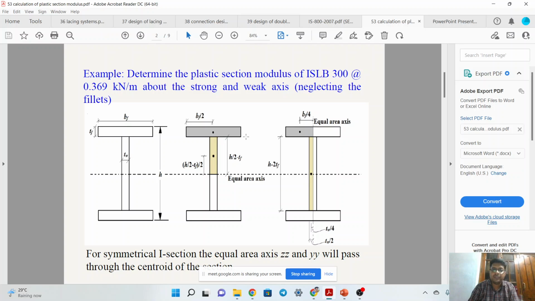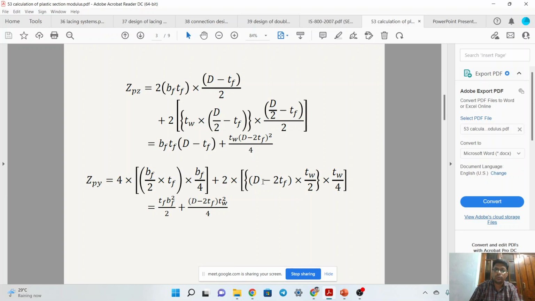Now from capital D we want half, so D by 2. This distance, from this point to this point, is D by 2. So D by 2 minus half of the thickness of this flange. We subtract this distance to get the distance from this centroid to the overall centroid. The thickness is TF, so the upper distance will be TF by 2. So D by 2 minus TF by 2, and when you take the LCM, it will be D minus TF upon 2.